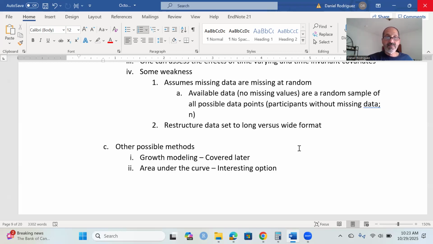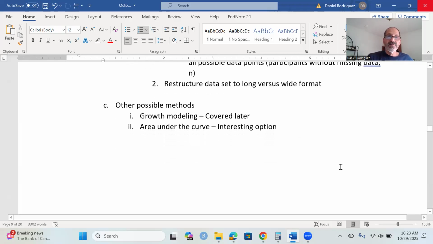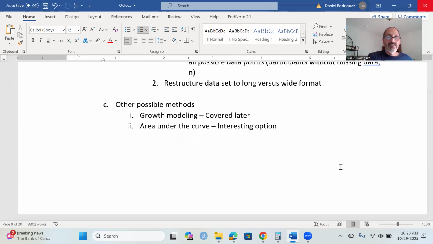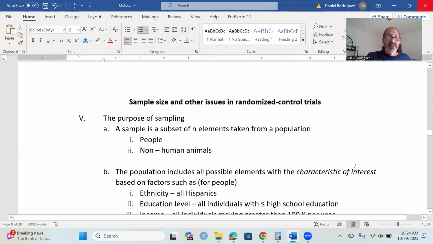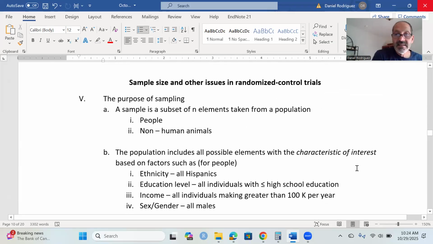Latent growth curve modeling is a structural equation modeling method. I've been working on area under the curve. Area under the curve is just like the area under the curve that's created by the repeated measures. This is really good if you're not interested in the shape of change over time. It gives you one variable. It's really cool. Let's talk about sample size.